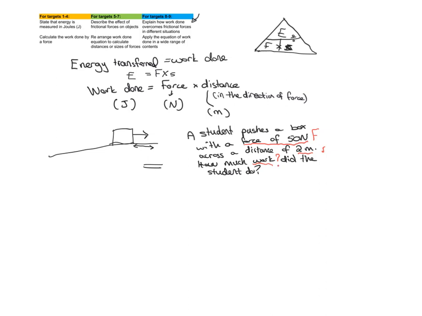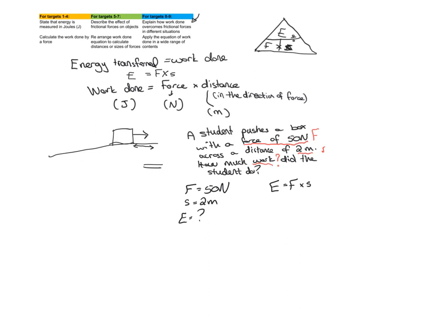It's easier if you make a list of these values. I'm just going to do it here for you now. Force is 50 newtons. Distance is 2 meters. And work done is what you need to calculate, or the energy transferred. Now I know that since it's the energy that I need to calculate, it's straightforward since my equation is like this.